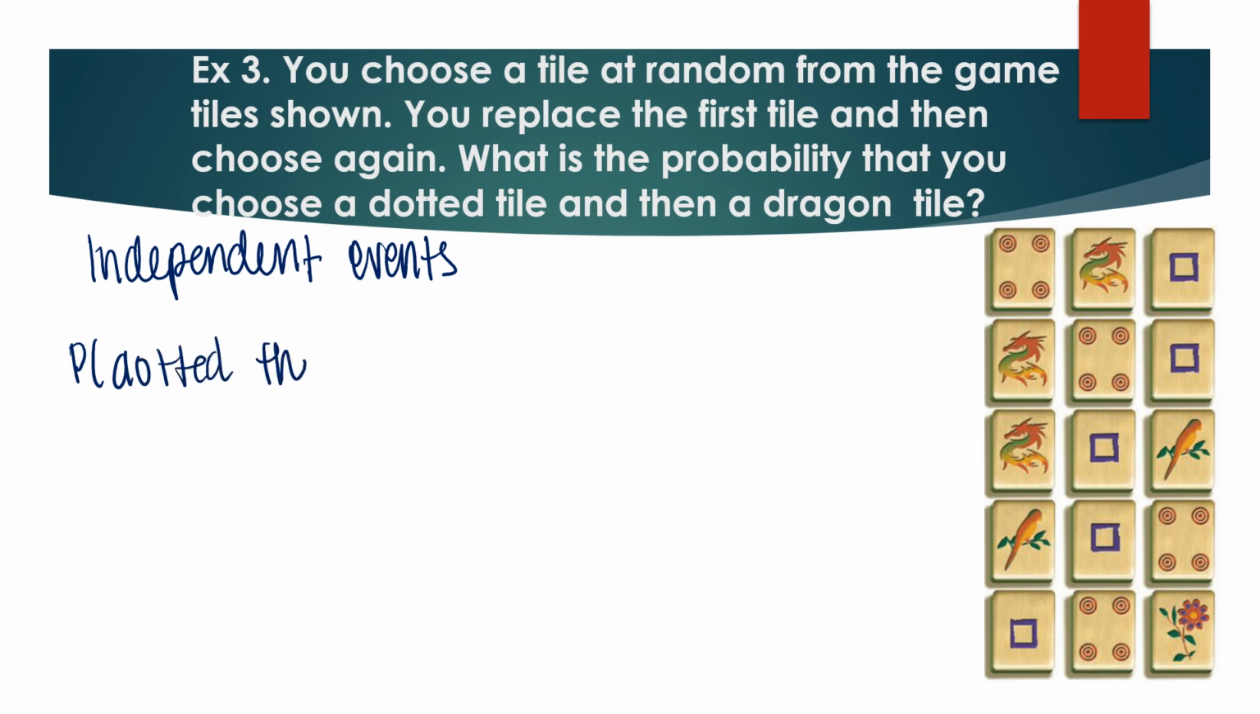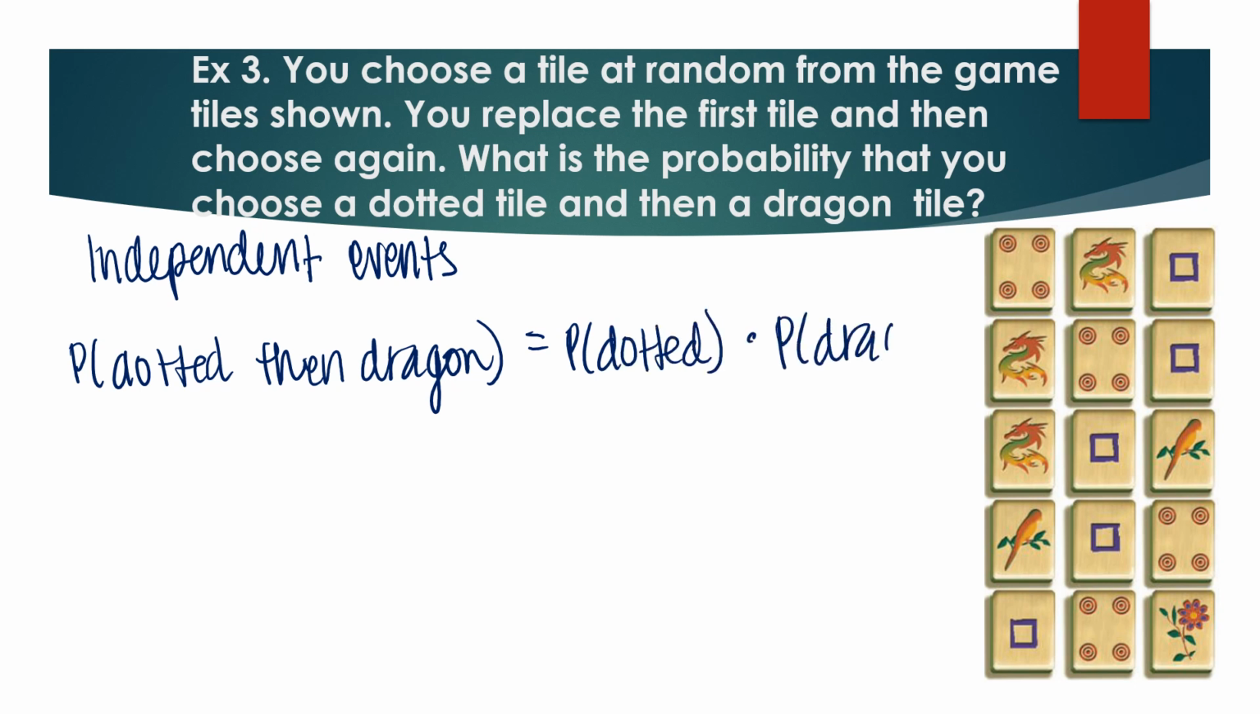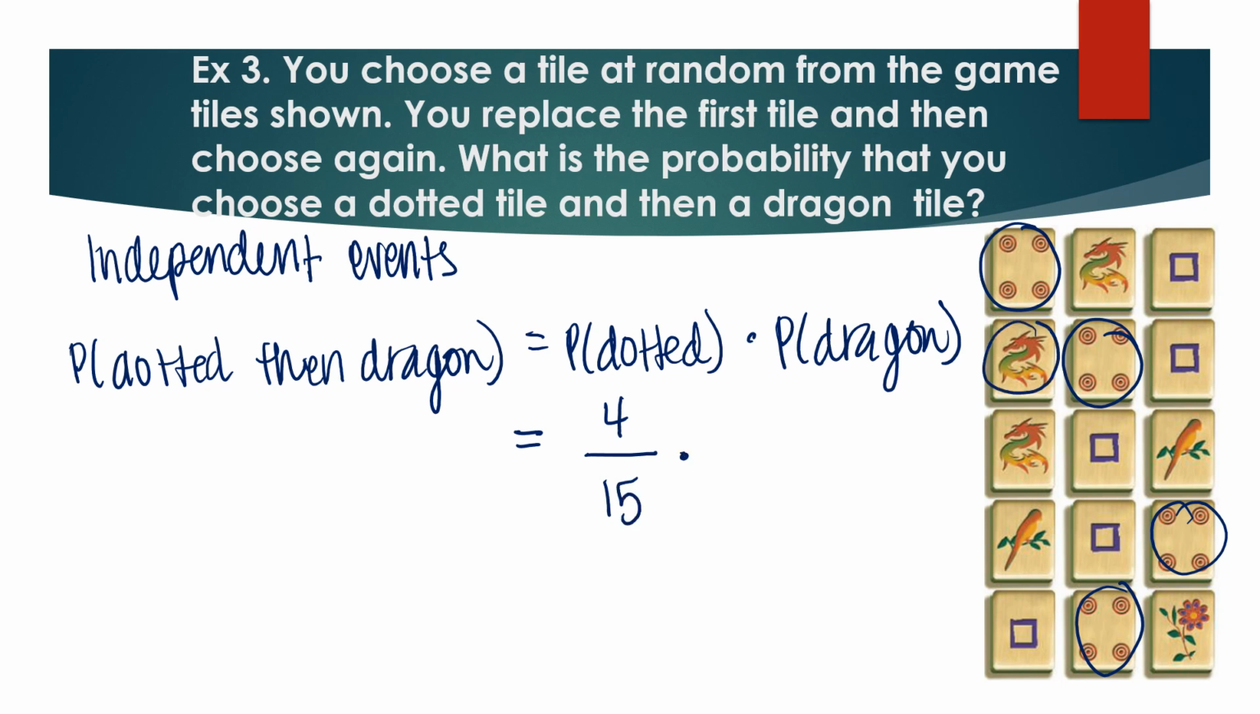then dragon is going to be probability of dotted times probability of dragon. Alright, so probability of dotted, we have 1, 2, 3, 4 dotted tiles, so that would go on the top. That's our favorable outcomes. And then we have a total of 15 tiles. Alright, then probability of a dragon, so we have 1, 2, and 3. That would be 3 out of 15.